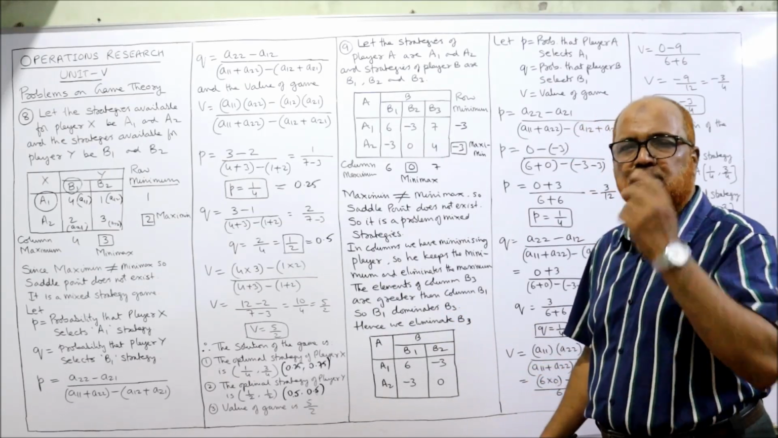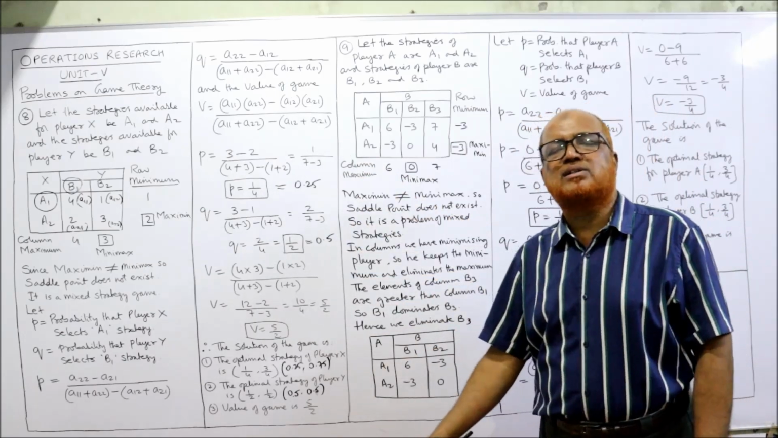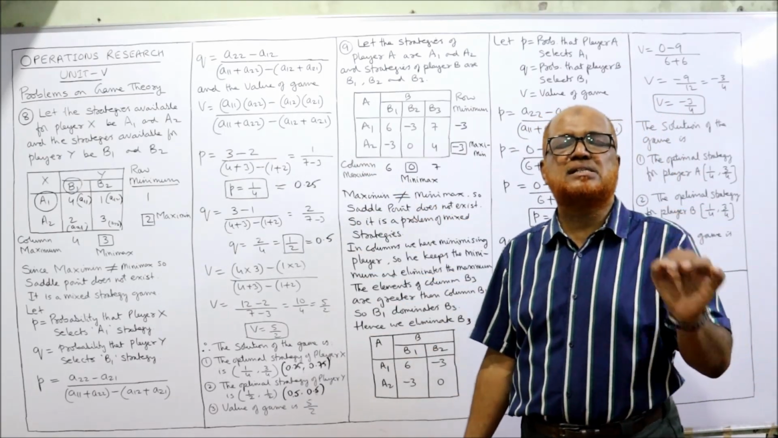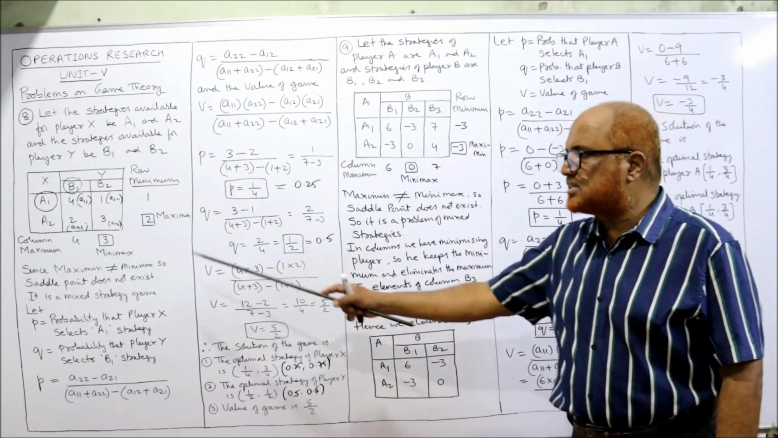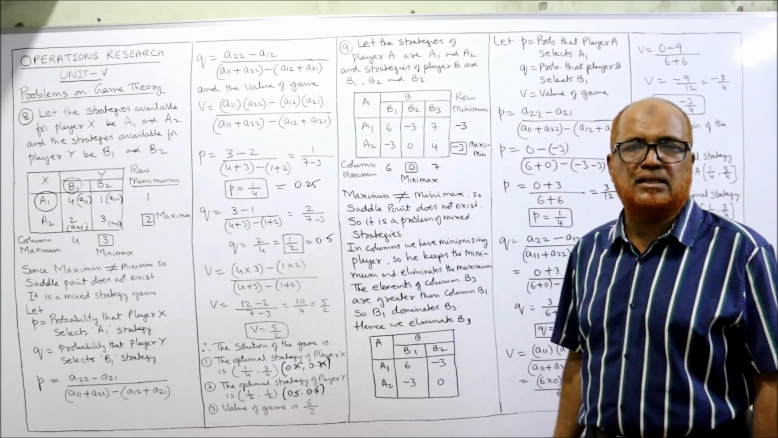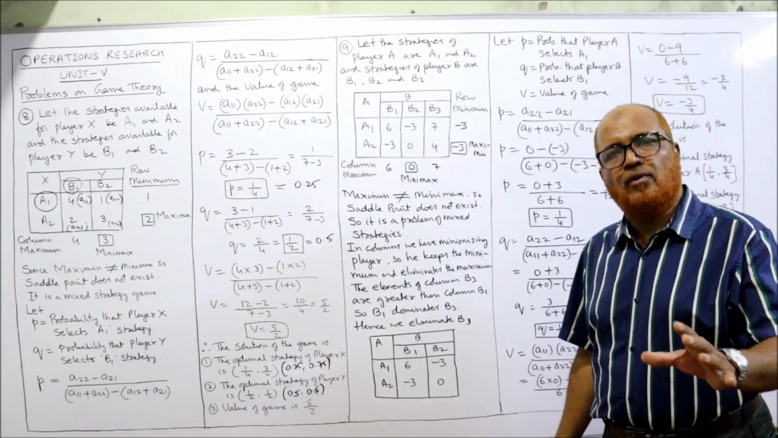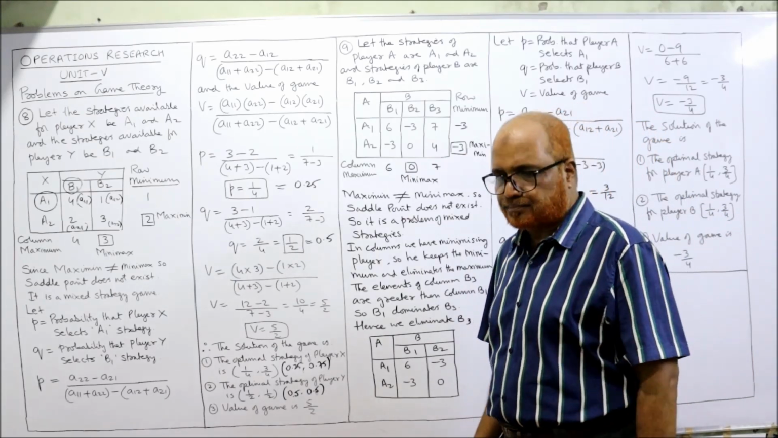That's it. This is the first problem I have explained, on a mixed strategy game where a saddle point does not exist. The same method will be followed in the coming problems also.